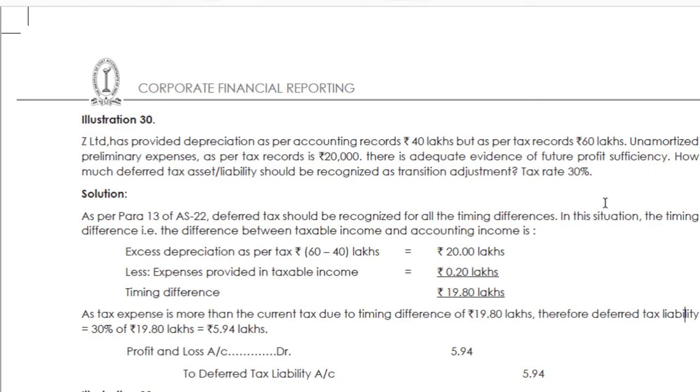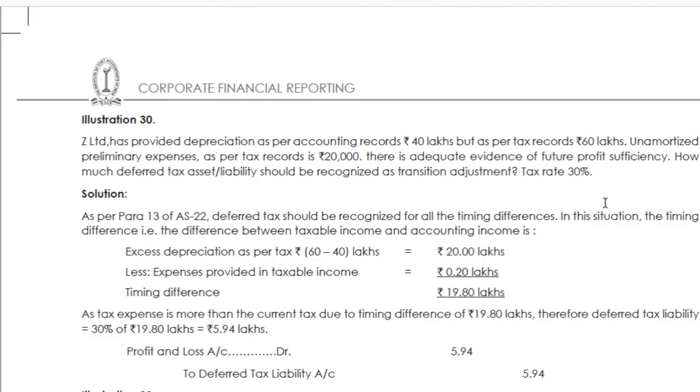Then what is the next item? Unamortized preliminary expenses as per tax record is 20,000 rupees. So what is the meaning of this one? Preliminary expenses will be allowed phase wise actually. In accounts prepared as per GAAP, generally accepted accounting principles, all the expenses is allowed in the first year itself, but as per Income Tax Act it will be allowed phase wise. Okay, with this logic we have to approach this problem.